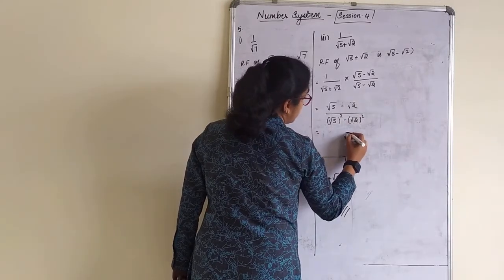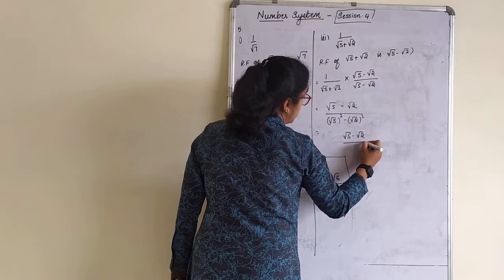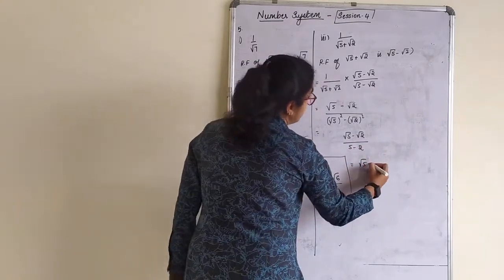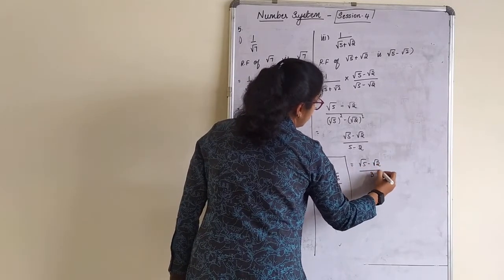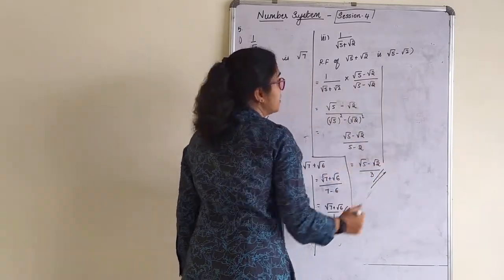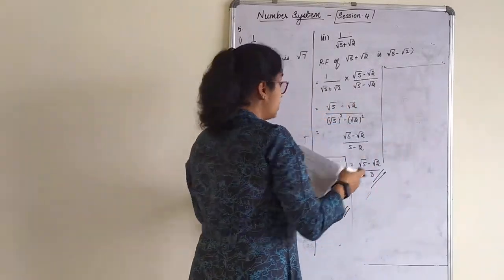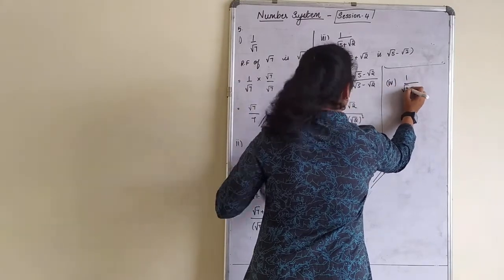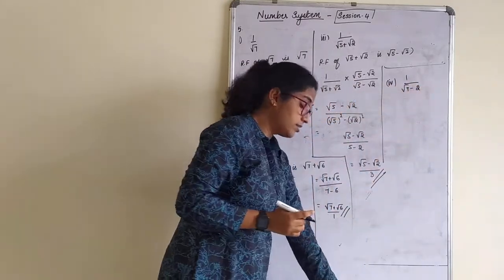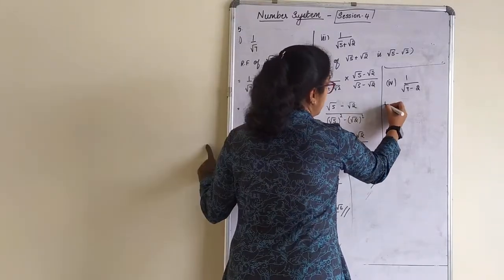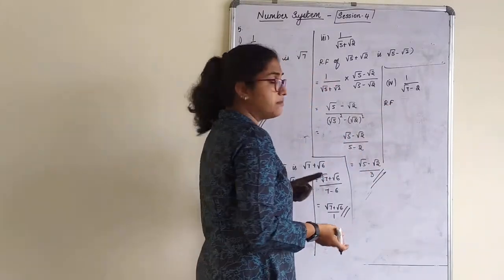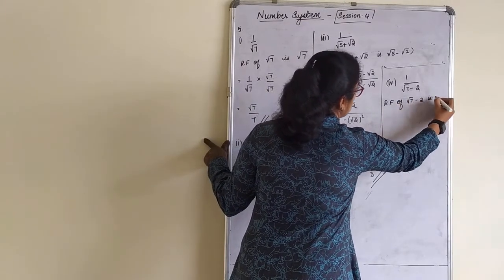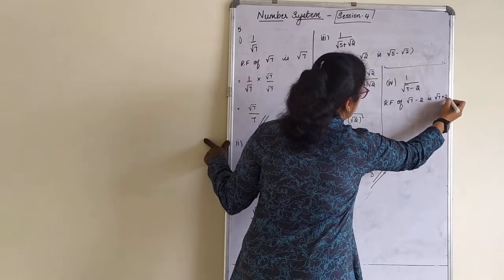So root 5 minus root 2, 5 minus 2, root 5 minus root 2 divided by 3 is the answer. And the last one, 1 upon root 7 minus 2. Is this binomial? Yes, it is binomial only. Plus or minus sign when it comes, it's a binomial. RF of root 7 minus 2 is root 7 plus 2.